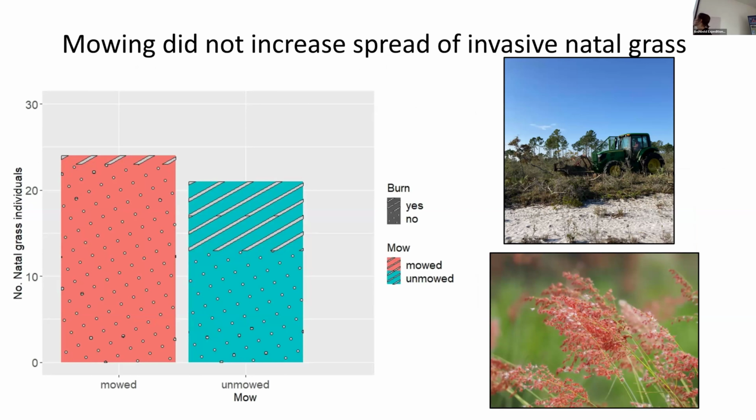We were looking for the presence of invasive Natal grass in both mowed and unmowed plots, and we found no statistical difference between those two. Also, the effect of burn was not significant, so that's really good news to know that at least this mowing treatment is not harming this ecosystem and not creating another problem.